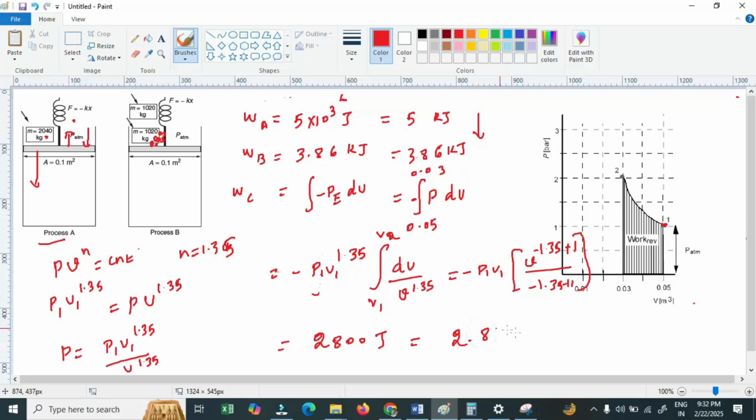2.8 kilojoule. And we can compare the work done in all three processes. Work done in the reversible process is least. As I discussed earlier, we are going to divide the driving force into small pieces, the work done gradually decreases. At infinitesimally small driving force, the work done on the system to compress it is least.